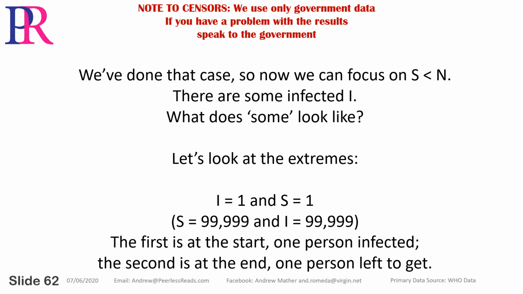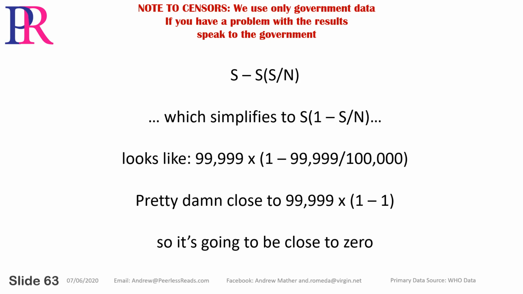There are some infected I. What does some look like? Let's look at the extremes. I equals 1 and S equals 999,999, and I would be 99,999 and S equals 1 in those cases. The first is at the start, one person infected. The second is at the end, one person left to get. S minus S to the times S over N simplifies to S times 1 minus S over N.